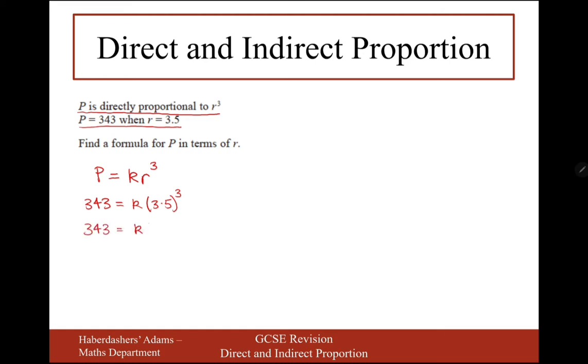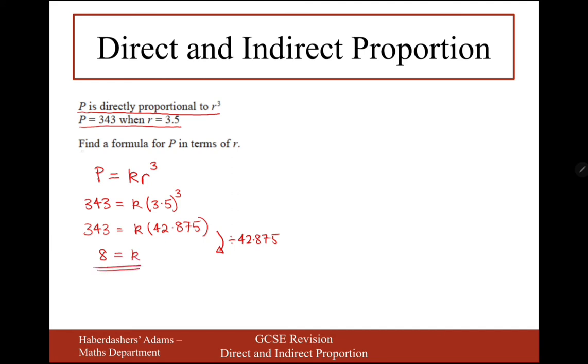Equals k times 42.875. Now to work out this k value, it's k multiplied by 42.875, so I'm going to divide by 42.875 to the other side. So 343 divided by 42.875, and I get 8. 8 is my scale factor.